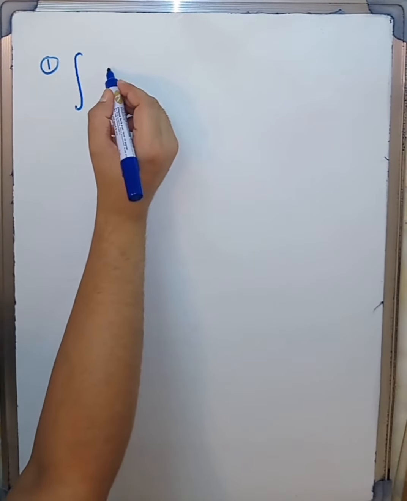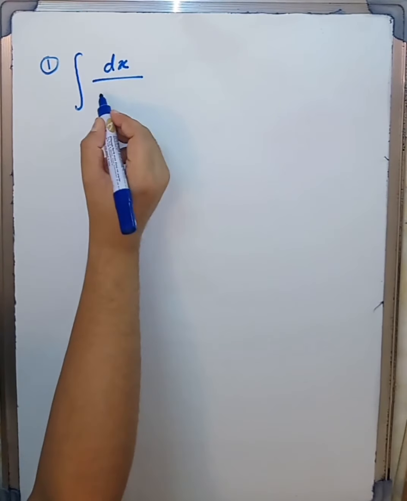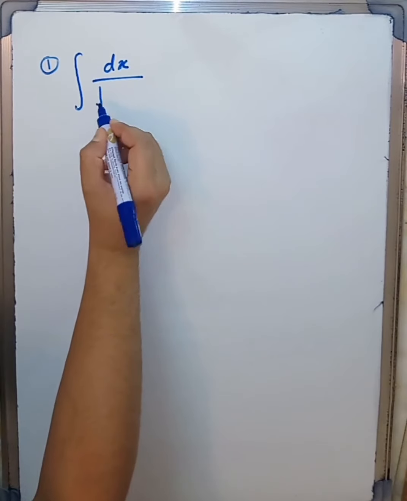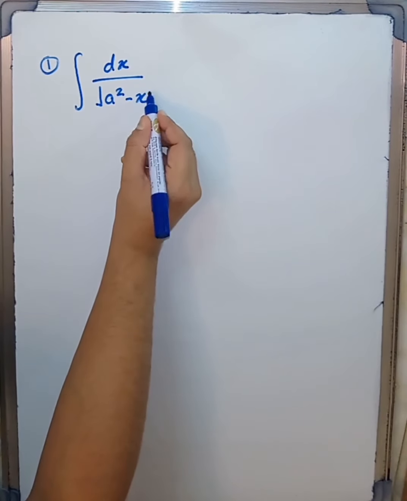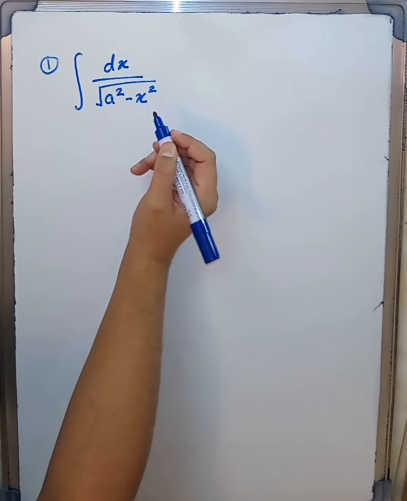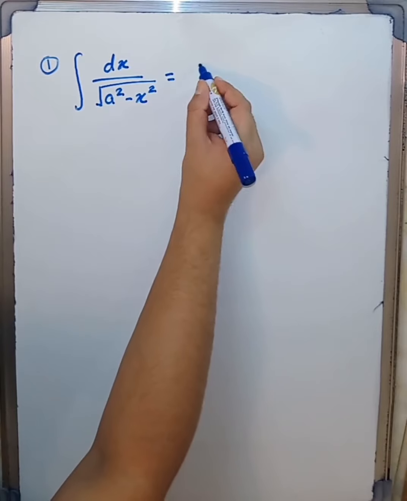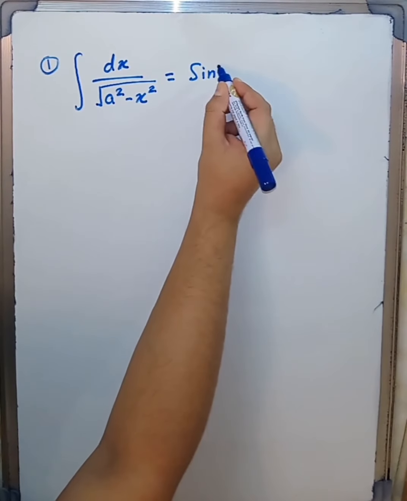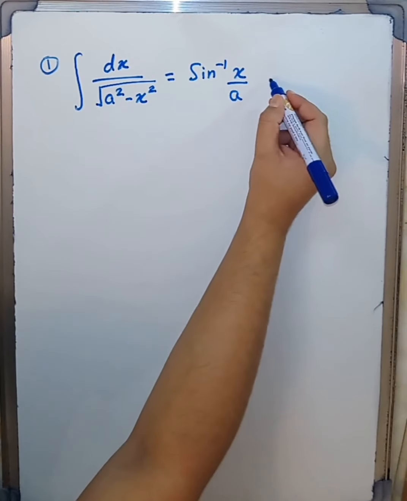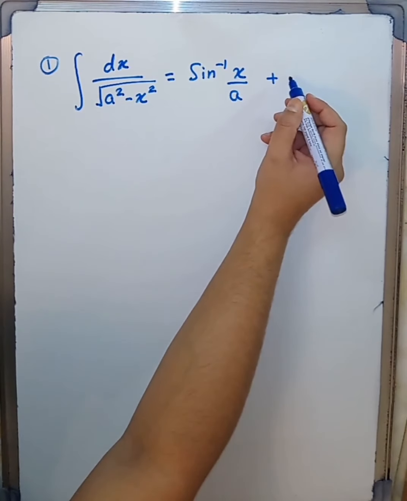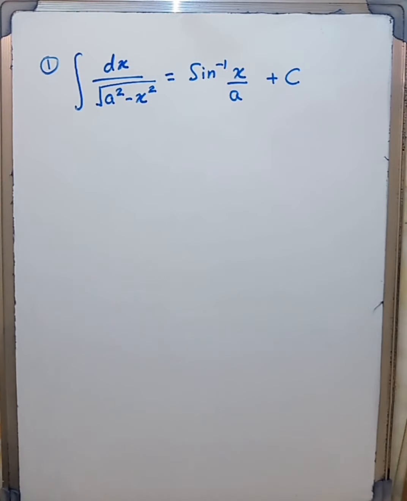Integration of 1 by square root a square minus x square with respect to x is equal to sine inverse x by a, and because it is an indefinite integral, we will put plus c, that is the constant of integration.